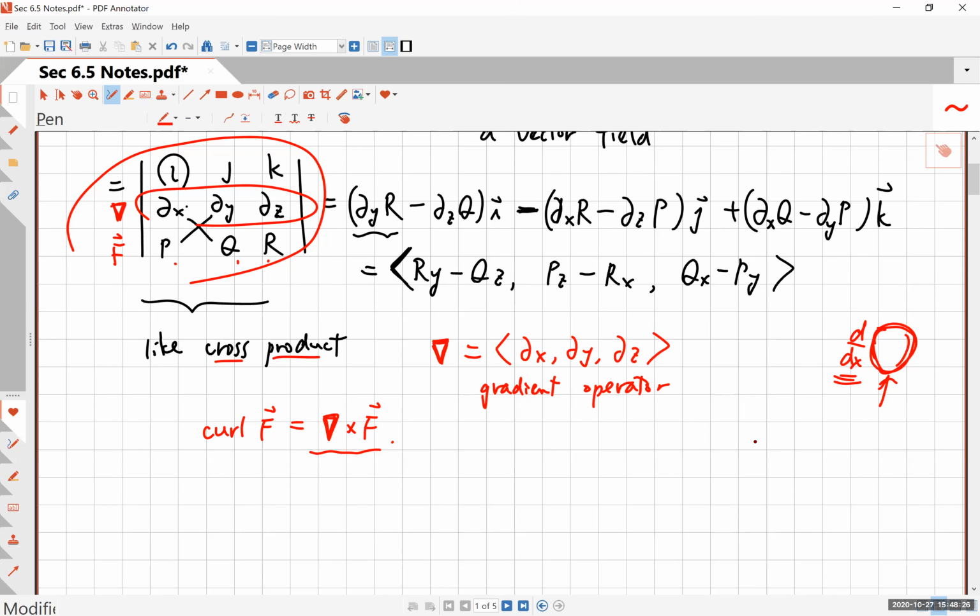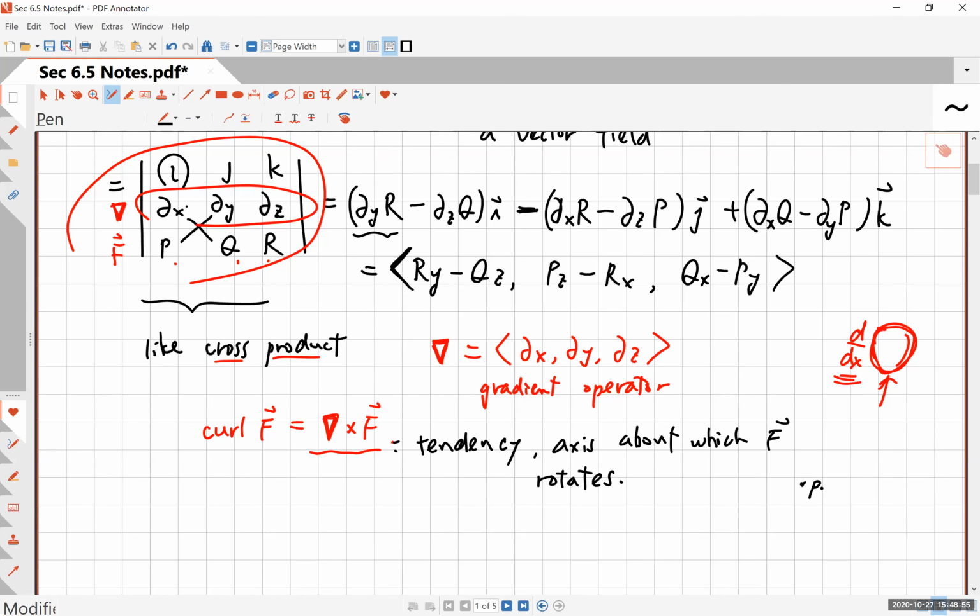All right. So again, maybe I should tell you, this describes the tendency, the axis about which f rotates. Okay, so it'll give you a vector.